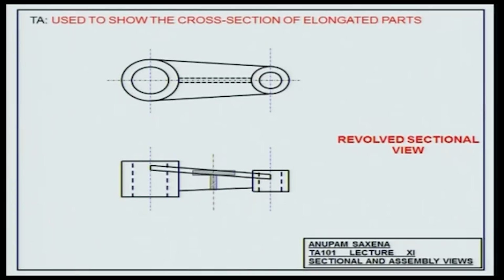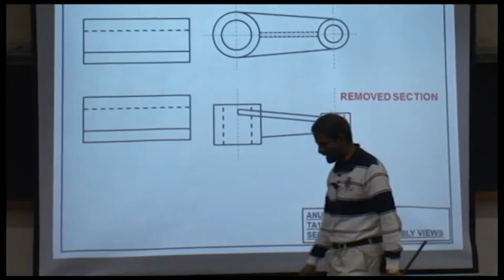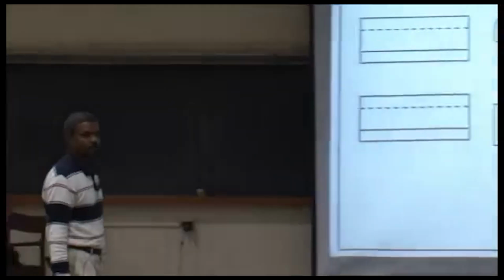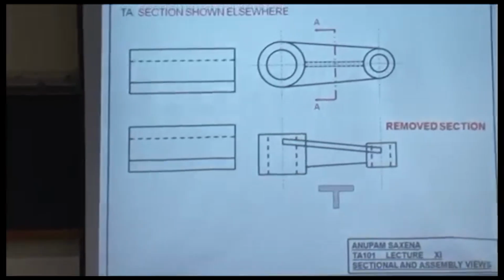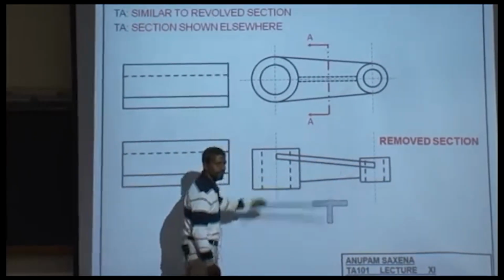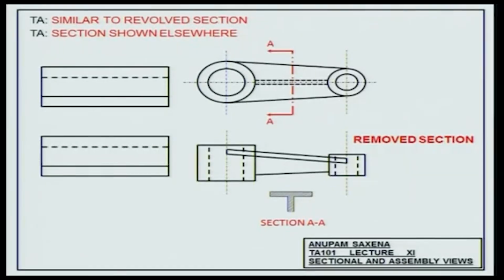Revolved section. Removed section. It's very similar to the revolved section, just that if you want to show the cross section at any point of the object, show that section elsewhere. Cut the object, go down. Do not show the section with the front view itself, but slightly down or up. Okay? Likewise, for this also.